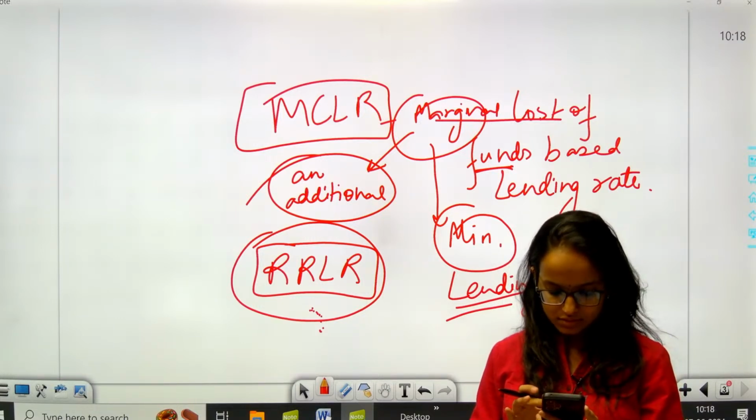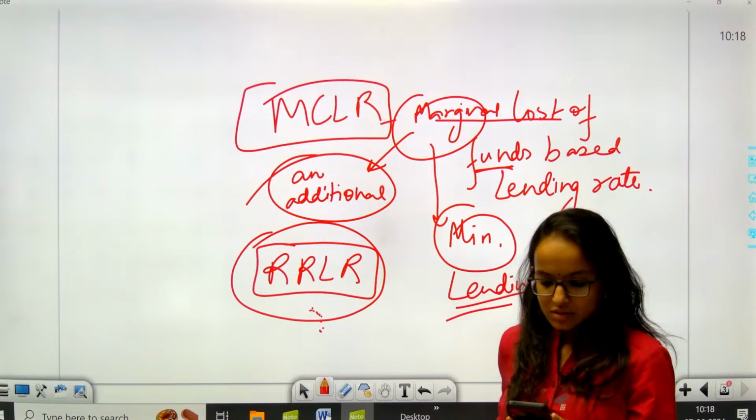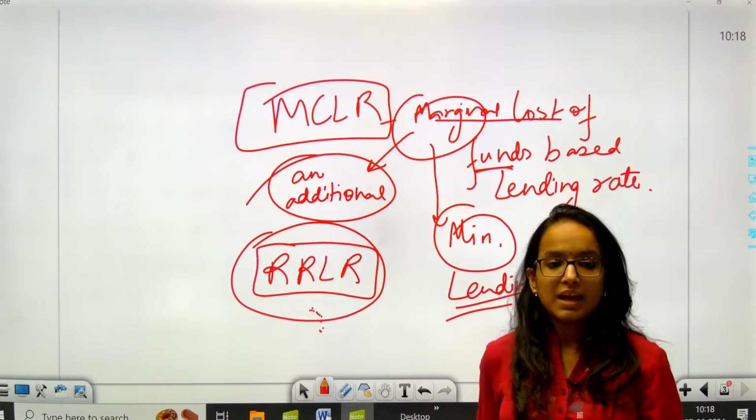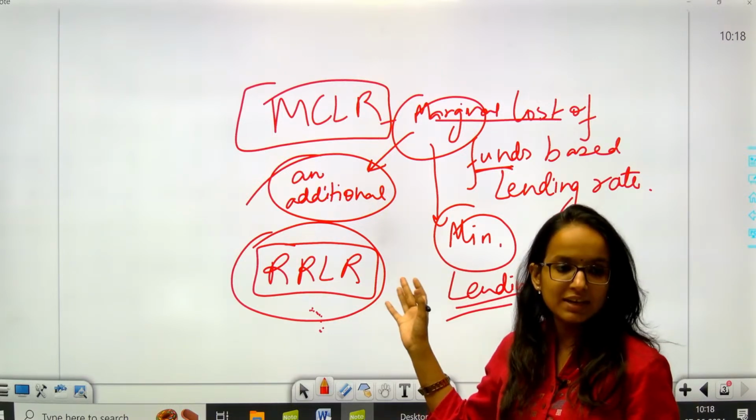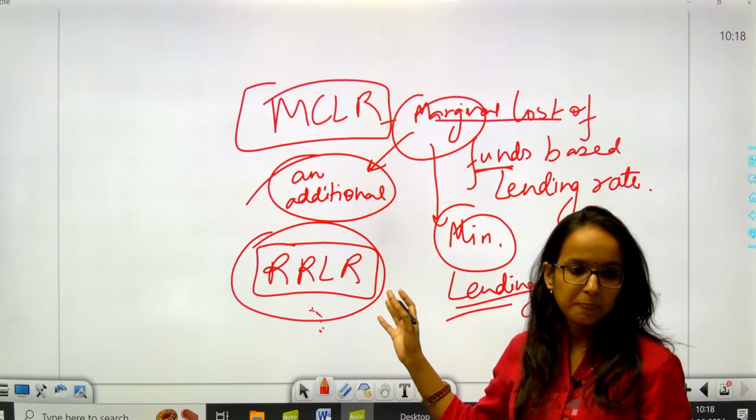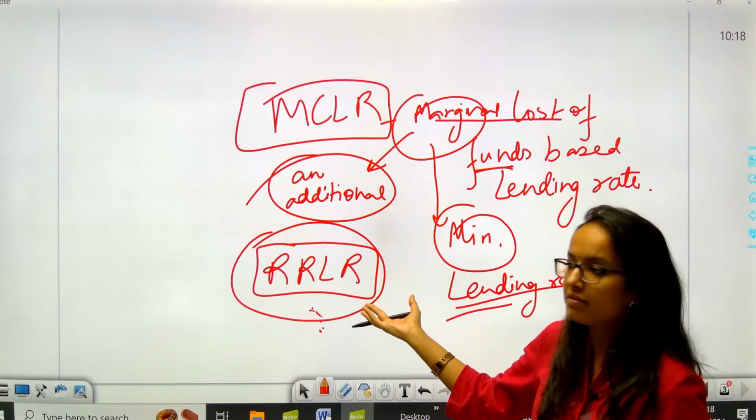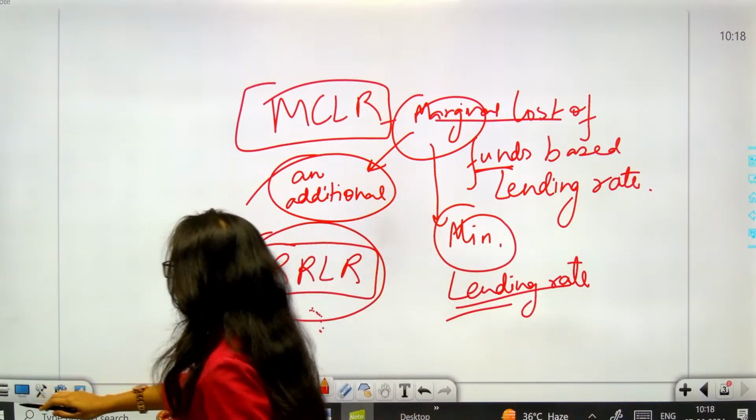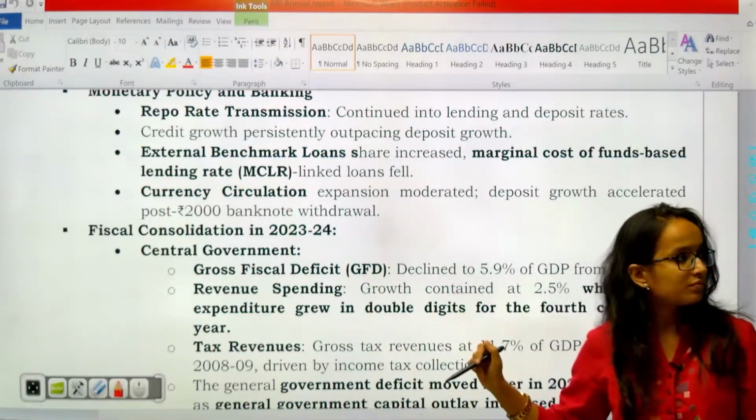All right. Anyone? Have you understood the difference between MCLR and RRLR? Okay, I'm assuming you have understood, since I have not got any responses from you.